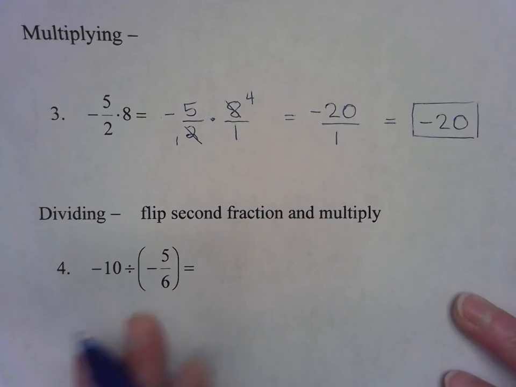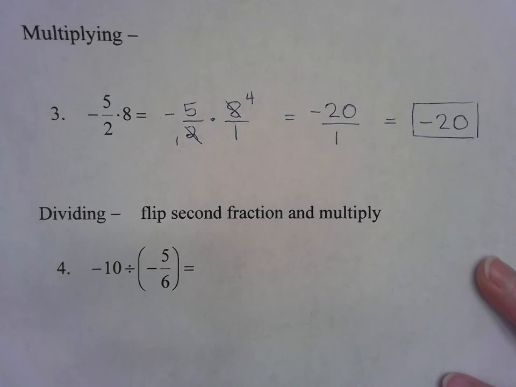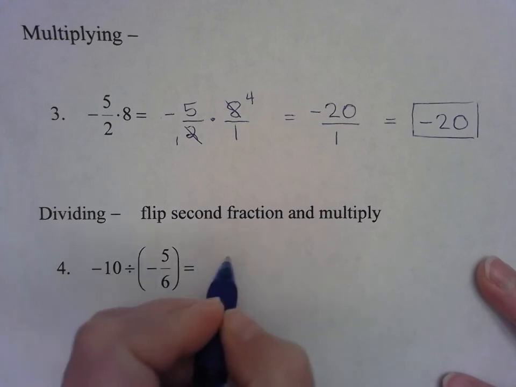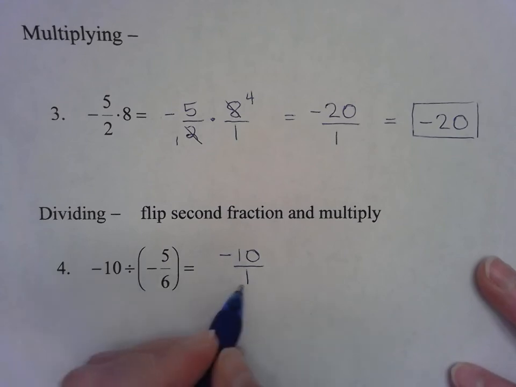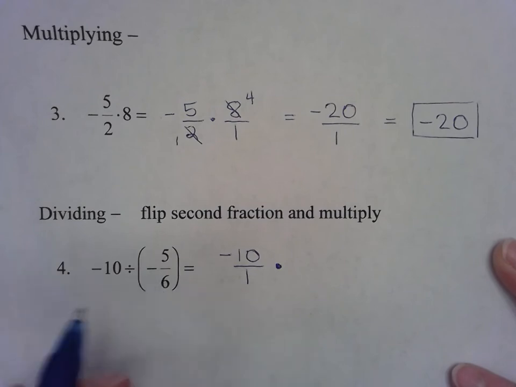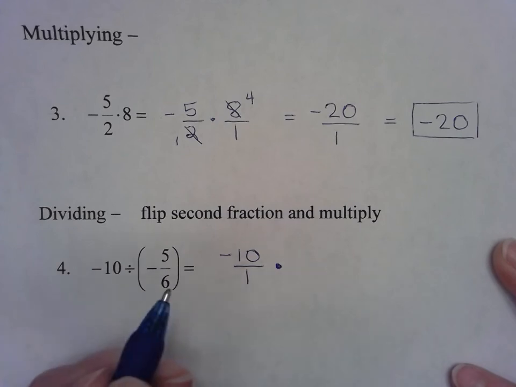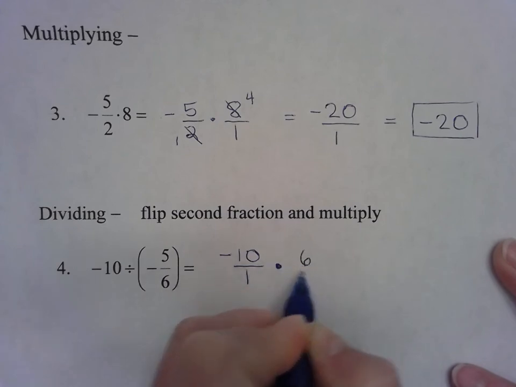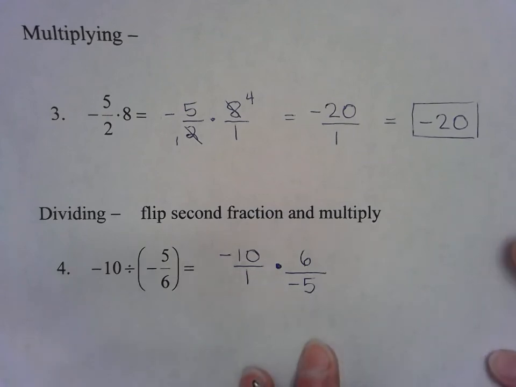Last is dividing. So I usually do the keep, change, flip, right? So keep the first, change it to multiplying, flip the second. So again, I'm going to write this as a fraction, so negative 10 over 1. I'm keeping that the same. I'm just making a fraction so it matches up. Change this to multiplying and flip this one over. So it doesn't matter where you put the negative. I'm going to keep it with the 5. How about that? Okay, you can do it either way.